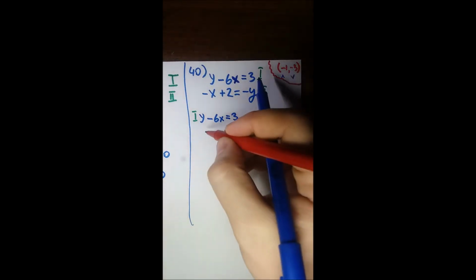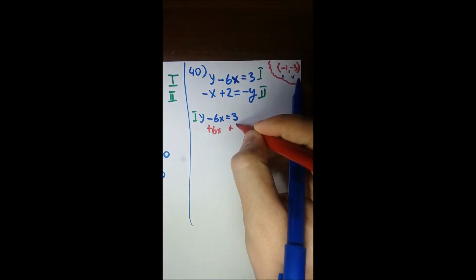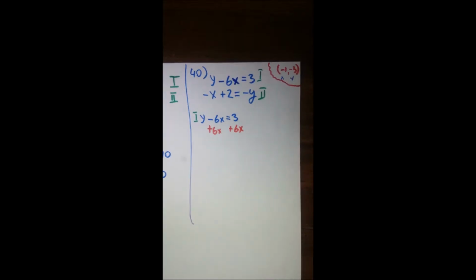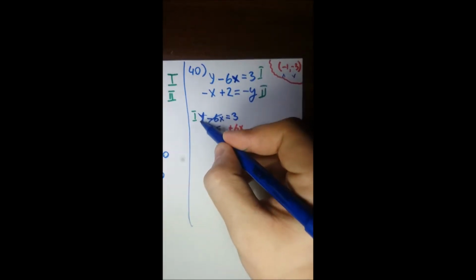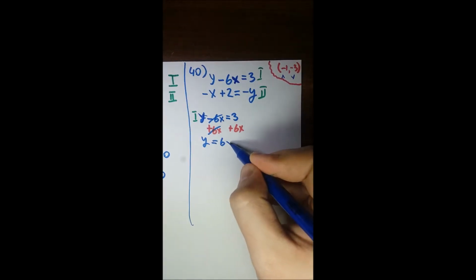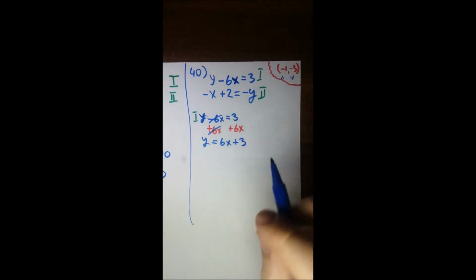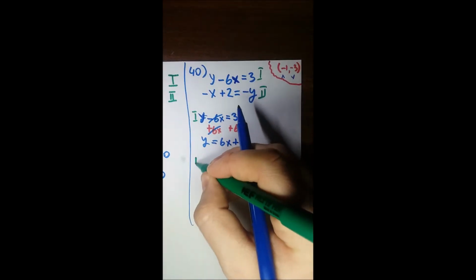So to solve for y, I'm going to add 6x to both sides. Now, this 6x and this 6x are gone. So y equals 6x plus 3. That's my y. Okay, solved it. Fantastic.